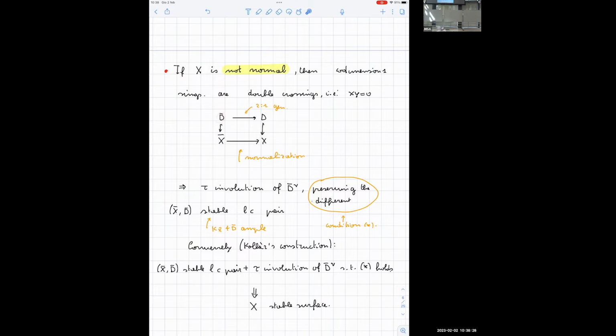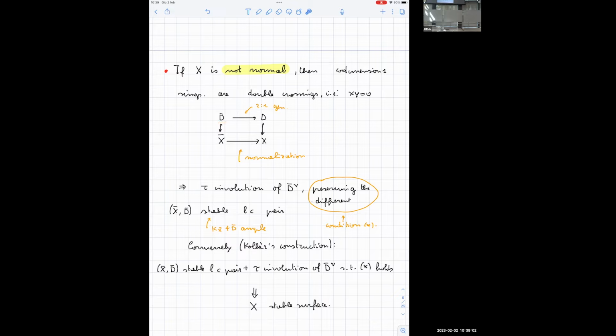This is sort of naive. It's actually the schemes defined by the conductor. And so this is the normalization, and the map from D bar to D is 2 to 1. So you don't have an involution associated with this map because D bar is singular in general. But if you go to the normalization, let's call it D bar nu, then you have actually an involution on the normalization of D bar.